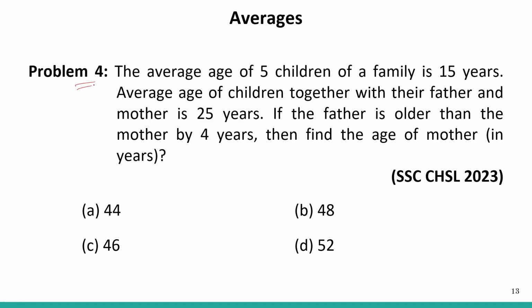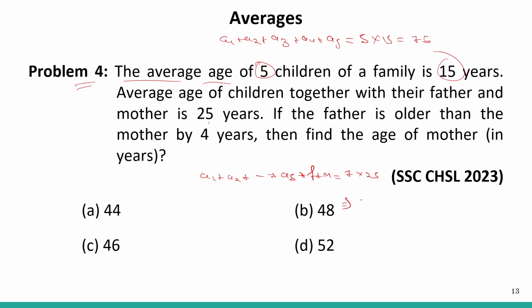So let's go forward with problem number 4. The average age of 5 children of a family is 15 years. Let the children be A1, A2, A3, A4, A5. So this is given as 5 into 15. Since their average age is this much, their cumulative age will be 15 into 5 is equal to 75 years, right? The average age of the children together with their father and mother is 25 years. So A1 plus A2 plus dot dot A5 plus F plus M is equal to 7 into 25.